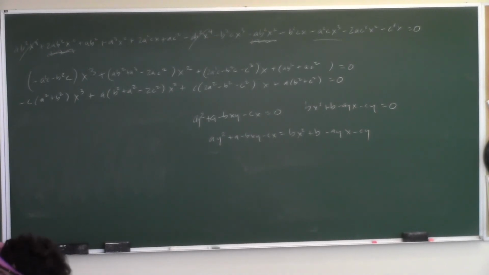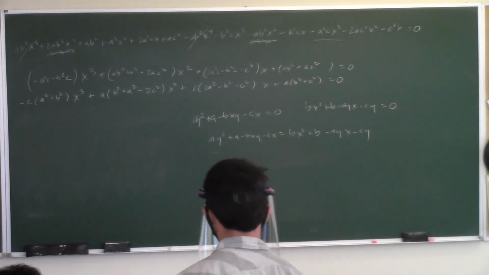Oh wait, no, there's an answer. What's the answer on the bottom? Wasn't it something like a squared plus b squared plus c squared? Something like that, right? Wait, is that not the answer? Yeah, that's the answer.